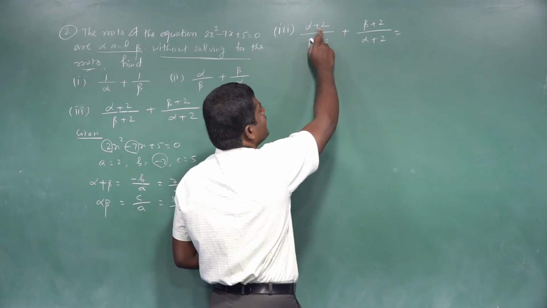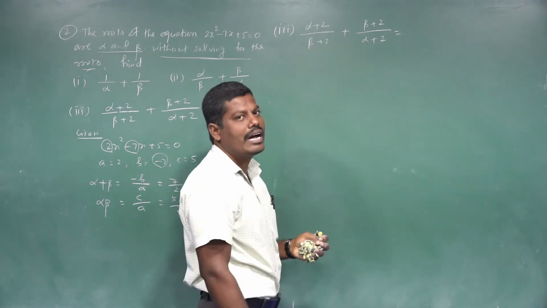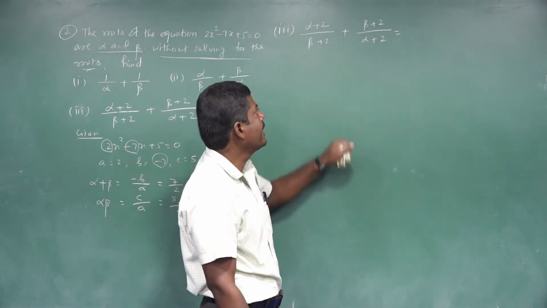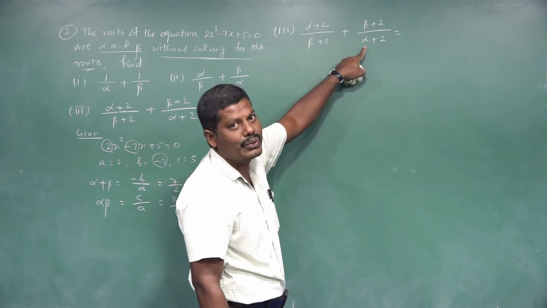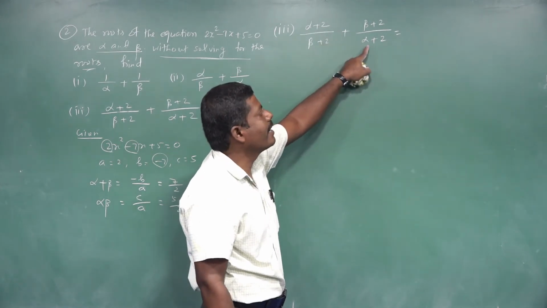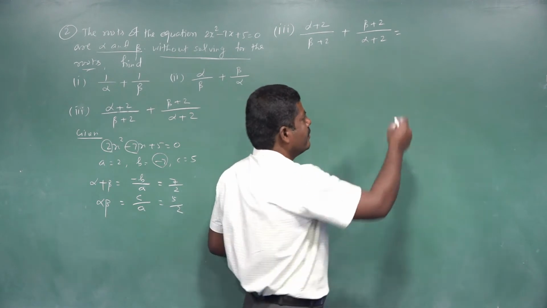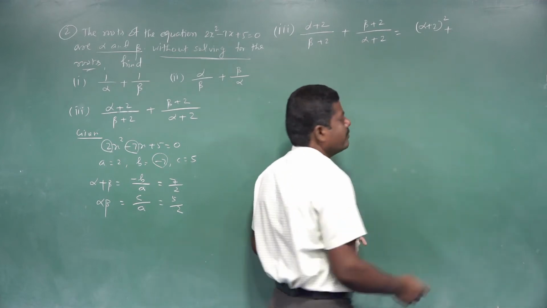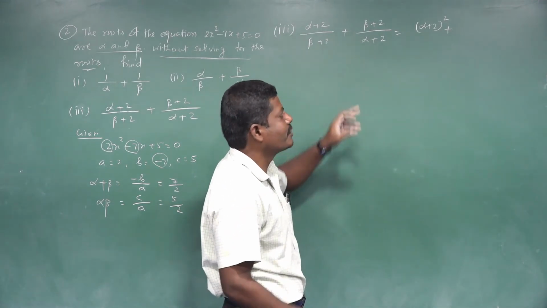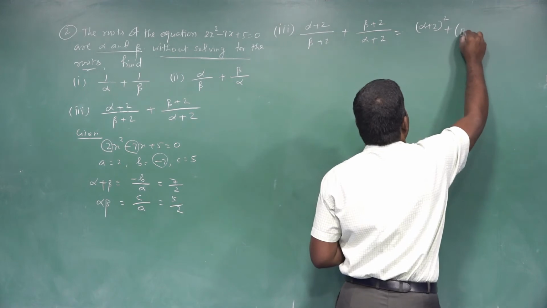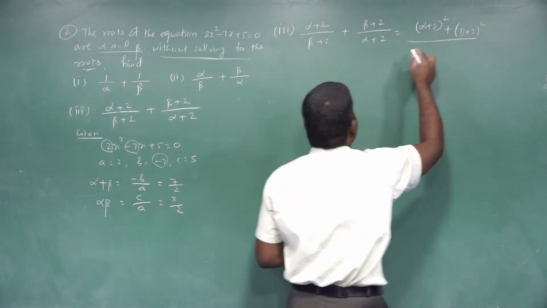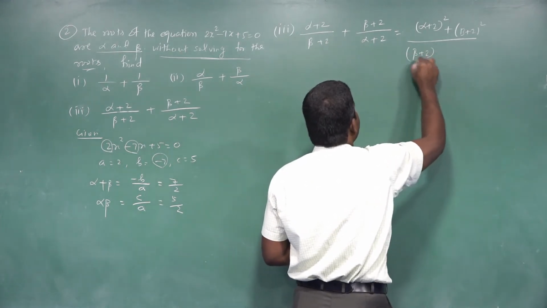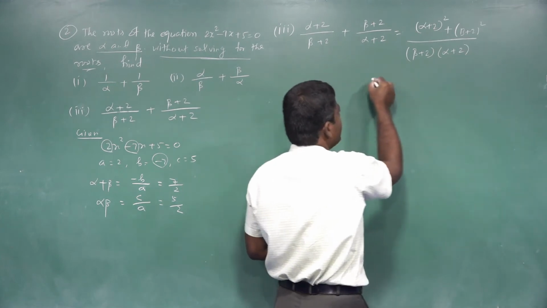So now alpha plus 2 multiple alpha plus 2, the whole square. A multiple A is nothing but A square. Like that we can write alpha plus 2 multiple alpha plus 2, the whole square. In the middle we have plus, you take plus. Beta plus 2 multiple beta plus 2, the whole square. Whole divided by the denominator, beta plus 2 multiple alpha plus 2. Cross multiplication is over.